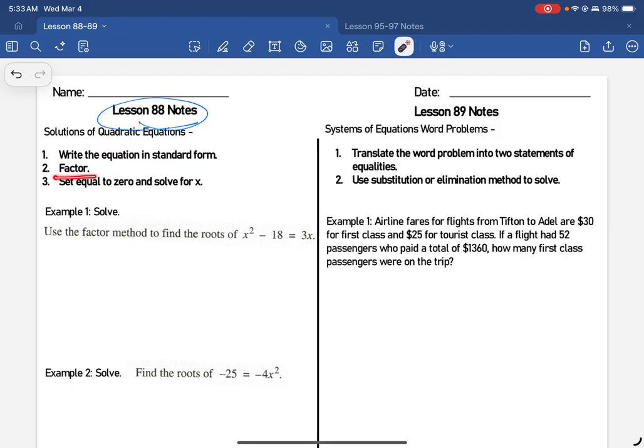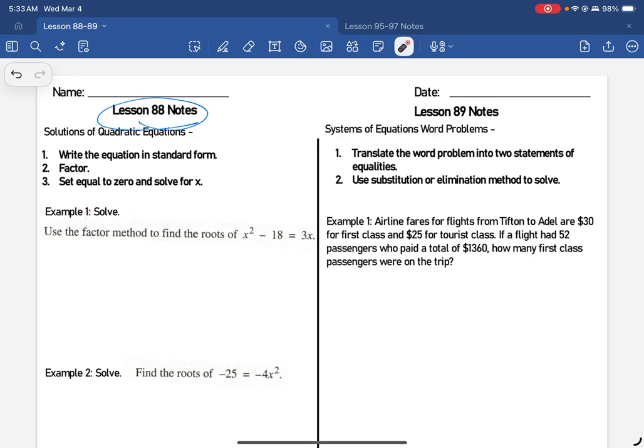Then we're going to factor. And then we'll set them equal to 0 and solve for x. The directions you'll see in the homework will simply say solve. So that's how you'll know the difference between factoring and leaving it or solving it.